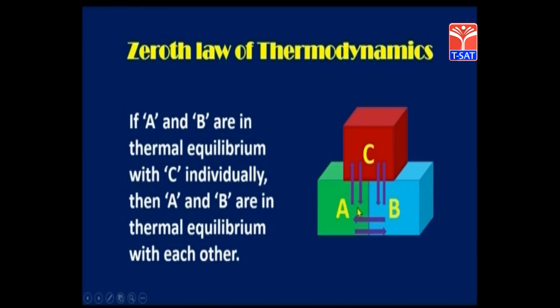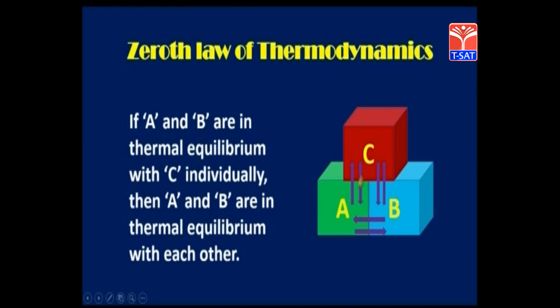We have three bodies, A, B and C. They are such that body A and body C are in thermal equilibrium with each other. You can see here, children, this means that they both are in thermal equilibrium. And B and C are also in thermal equilibrium with each other. Same denotation here also, children. Then, according to the 0th law of thermodynamics, A and B are also in thermal equilibrium with each other.